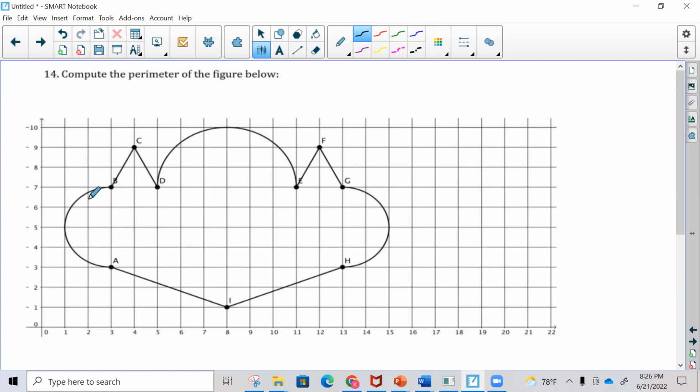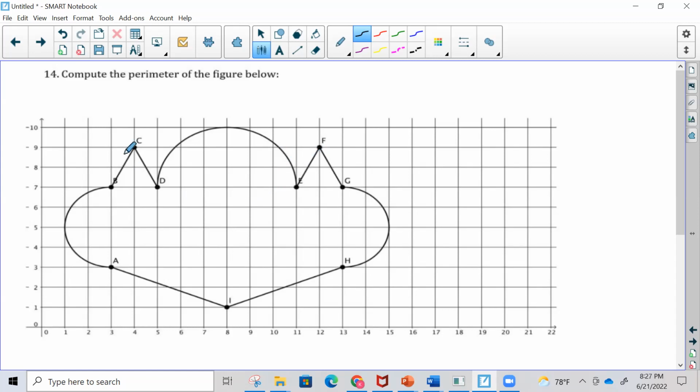Okay, so for the perimeter, it's the distance around the outside. And so we need to find all the outside pieces. Now, none of these we can just count because none of them are vertical or horizontal lines. So we are going to have to do a little bit of work to find all of these measurements.